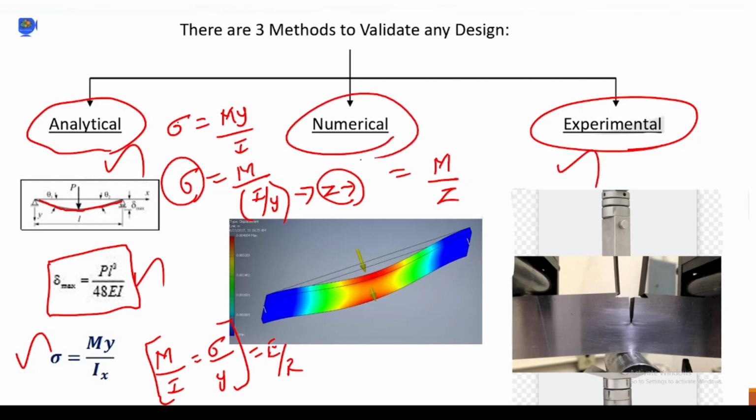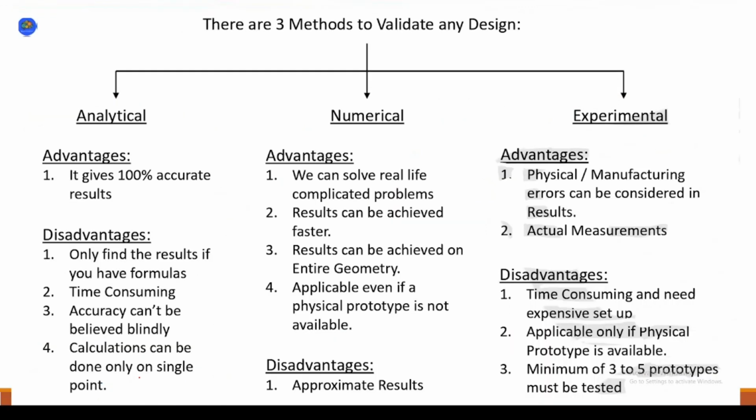Then there is one more method called the numerical method, where you will use the computer as hardware and software such as ANSYS, Hypermesh, anything, and use that to validate the design and find the same two parameters of deflection and stress. Now each method has its own advantage and disadvantage. So for example, if you go for the analytical method, it gives 100% accurate results. And if you take the disadvantages of the analytical method, it finds results only if the formula is known, right? Which means you have to derive and keep your expressions ready.